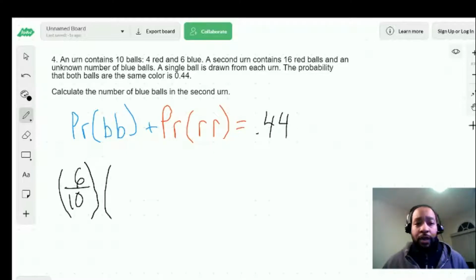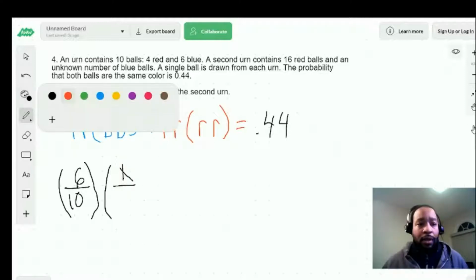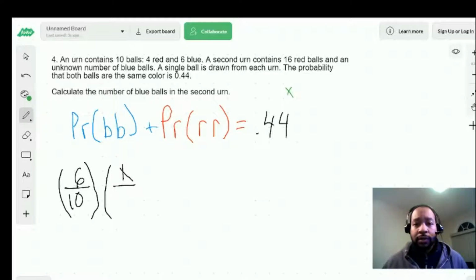And then the second urn, what do we have? Well, we don't know how many blue balls we have, so I'm just going to use a variable. I already used B, so let me just use X. X equals the number of blue balls. Okay, so we're going to have X. Now, how many total balls do we have in the second urn? Well, we know that we have 16 of them which are red, and X, the number of blue balls, comprises the rest of our total.